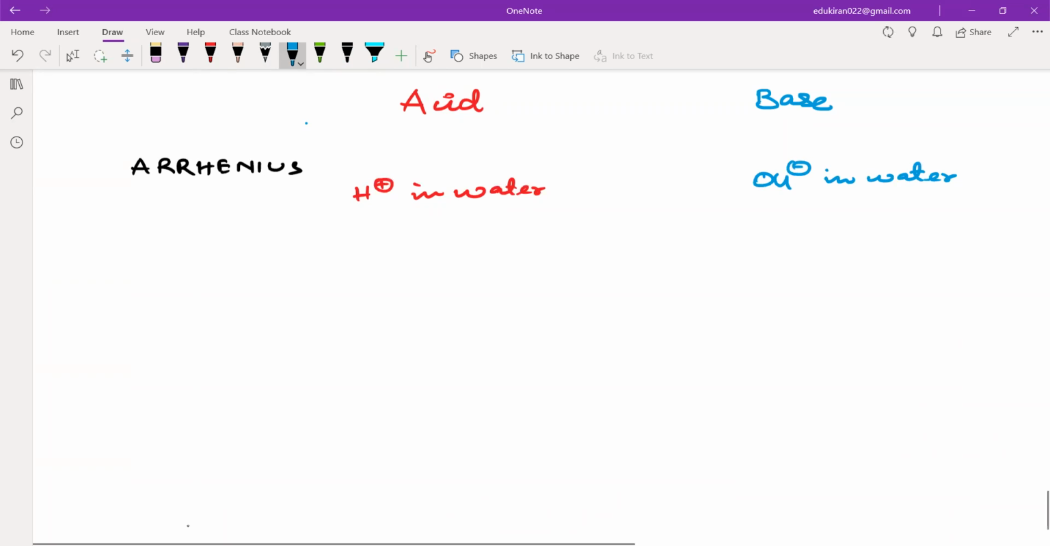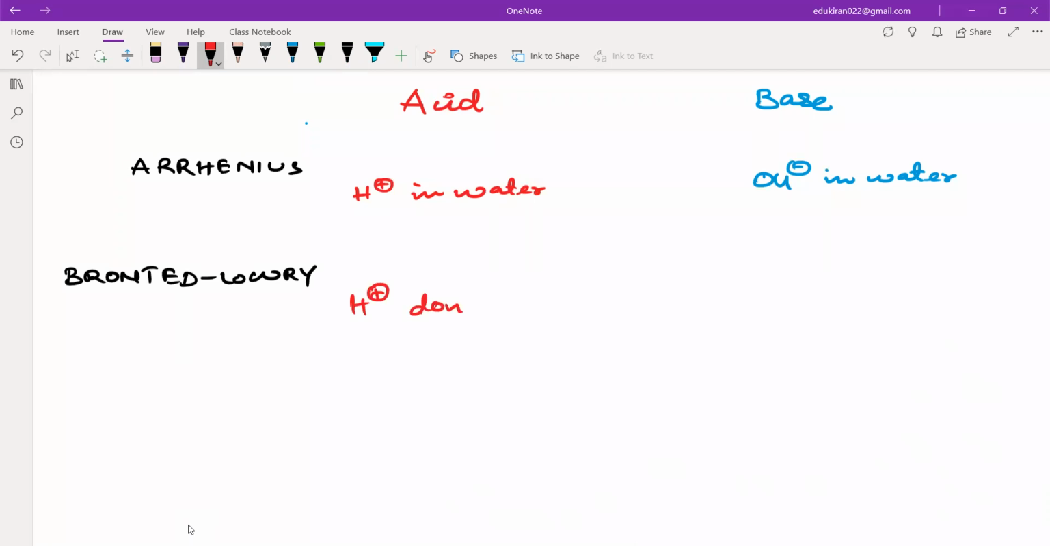Then we learned about the next concept, that was Bronsted-Lowry. So Bronsted-Lowry said that acids are those which are H plus donors. Bronsted-Lowry did not have water in their definition. He said that if anything donates H plus to anything, that will be acid. And what will be a base? That which is an H plus acceptor.